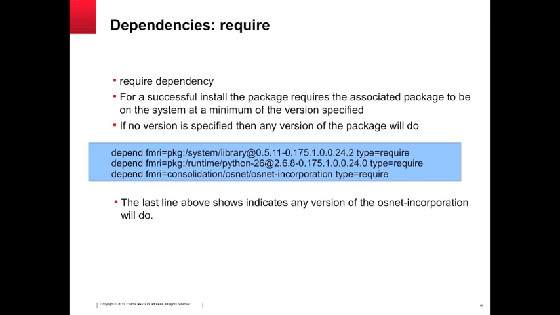So, in this one I've got, I can't remember which package I looked at here, but this one says, when I'm installing this package, I need to install system library at this version, and it's a require. Also, Python 2.6 at this version. Okay? What is interesting here, it also says, also need the OSNet incorporation, but it's got no version associated with it. So we can also have version-less dependencies. And I'll just give you a little talk about that later.